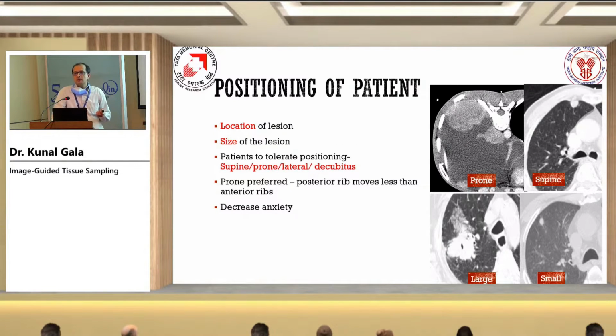Patient position can be either supine, prone, lateral, or decubitus. It depends upon the patient's comfort as well as the operator's comfort. Prone is generally preferred because, one, the patient can't see the needle, and the anxiety of that patient becomes lesser. The posterior ribs move less than the anterior ribs, and it decreases the anxiety.